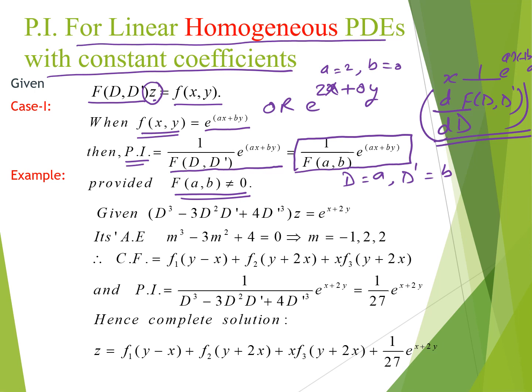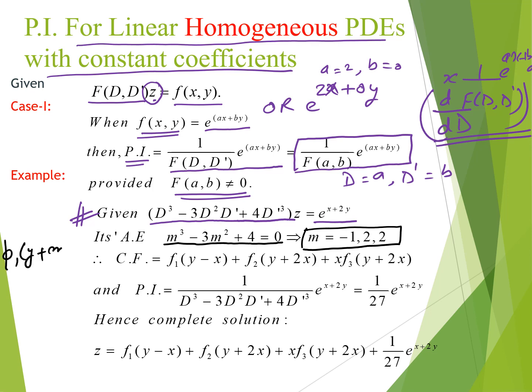Now an example: (D cube minus 3D square D' plus 4D' cube) z is equal to e to the power x plus 2y. The auxiliary equation for this is m cube minus 3m square plus 4 is equal to 0. The roots of this equation are minus 1, 2 and 2. Then the CF will be as follows. Remember, in a previous video, we said that the function phi is y plus m1x. So we get f1(y minus x) plus f2(y plus 2x), and because the second root is repeated, we multiply with x: x f3(y plus 2x).